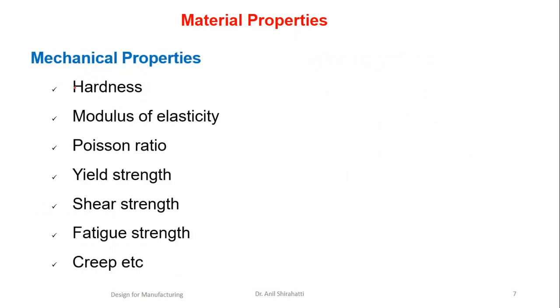Next are the properties we are mainly concerned with in much of the design. We will see the mechanical properties like hardness, modulus of elasticity, Young's modulus, Poisson's ratio, and shear strength. Yield strength, shear strength, everything we can calculate if I do a tensile test.